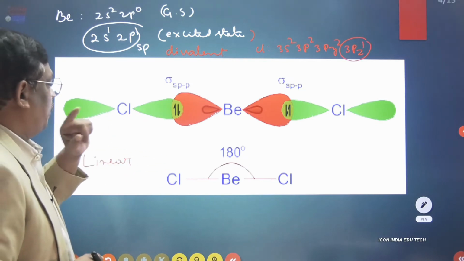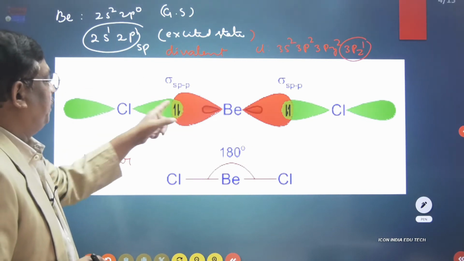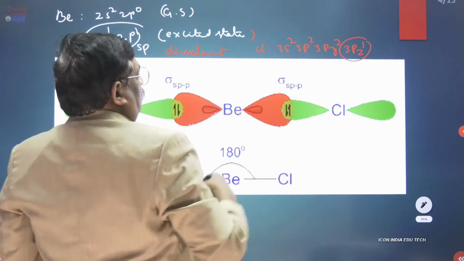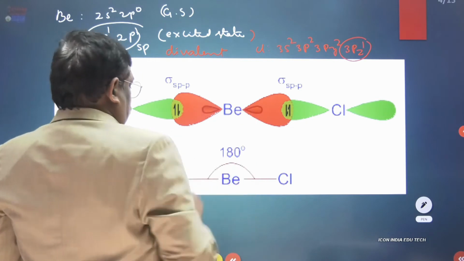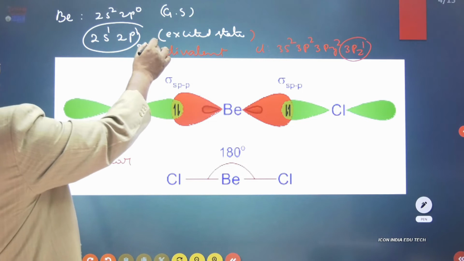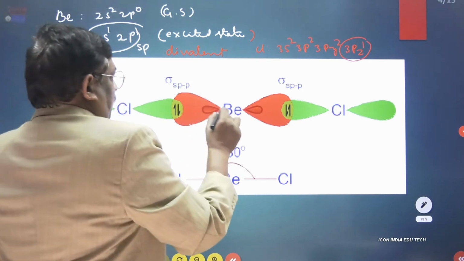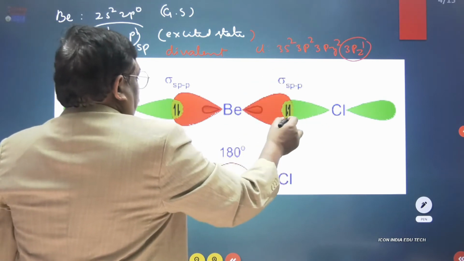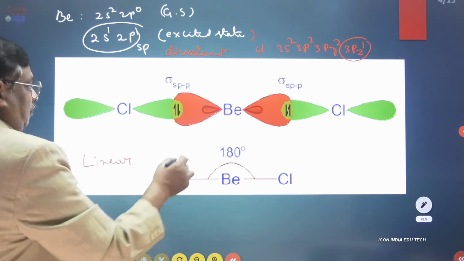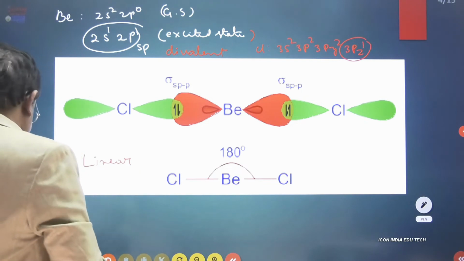Beryllium undergoes sp hybridization. There are 2 sigma bonds of sp-p type: sp of beryllium and chlorine's p orbital, and on this side also sp of beryllium and half-filled p orbital of chlorine. 2 sigma bonds are there. So beryllium chloride is overall divalent in the excited state because of 2 unpaired electrons. Only chlorine's half-filled p orbitals overlap with half-filled hybrid orbitals of beryllium, forming 2 sigma bonds. Linear shape, bond angle is 180 degrees.